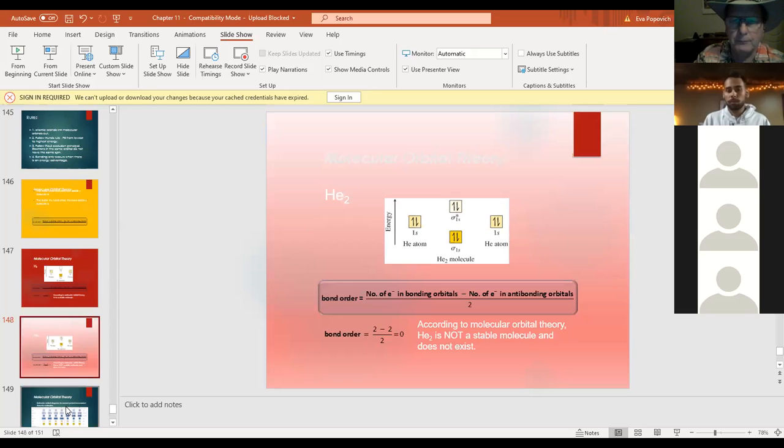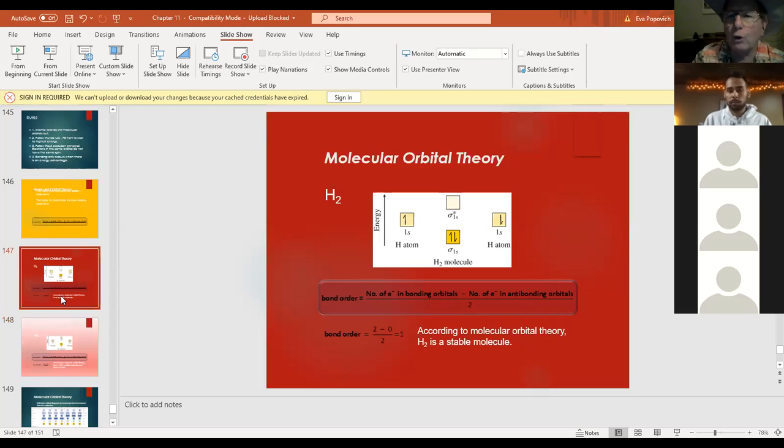Can you repeat that? Bond orders of 1, 2, or 3. Those are the only choices. You're going to have a 1, 2, or 3 bond order. Sorry, there are 4 choices. I lied. 4 choices: 0, 1, 2, or 3.